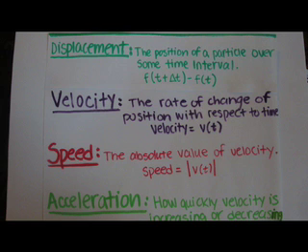Velocity is the rate of change of position with respect to time. Speed is the absolute value of velocity. The difference between speed and velocity is that velocity has a direction, while speed does not. Acceleration is how quickly the velocity is increasing or decreasing.